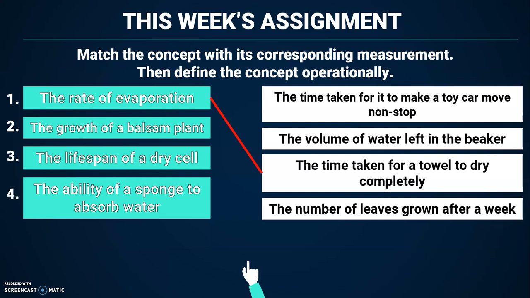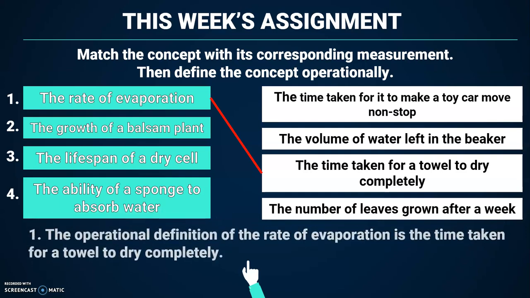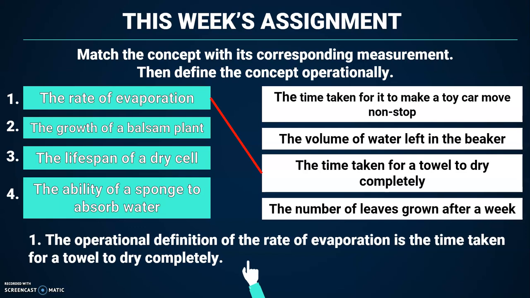The first one, I have done it for you. So the first one is the rate of evaporation. The corresponding measurement is the time taken for a towel to dry completely. So to write it out, it should look like this. The operational definition of, and then you copy, the rate of evaporation is, and then you copy the measurement, the time taken for a towel to dry completely. Full stop. That easy. So you think you can do number 2, 3, and 4?